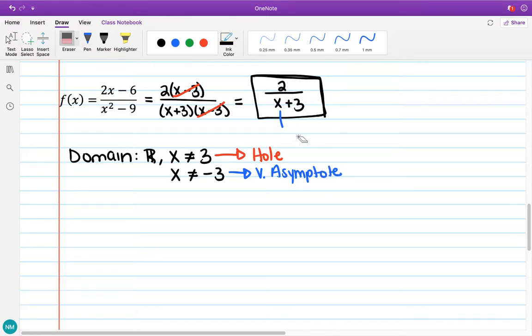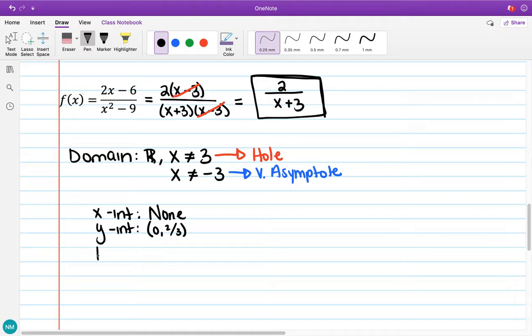Okay, now just for review's sake, what is my x-intercept? Well, can I set 2 equal to 0? No, so there are none. What is my y-intercept? So I plug 0 in, I get 2 over 3. So I get 0, 2/3. What is my horizontal asymptote? Well, the degree of the denominator is greater than the degree of the numerator. So the denominator is growing at a faster rate than the numerator. So it's going to be y equals 0. And we already know my vertical asymptote, and we know the hole, and we know the domain. So that's all the information that we need.